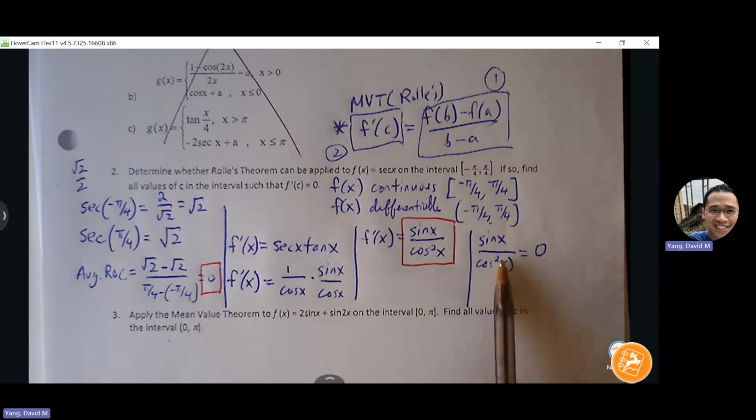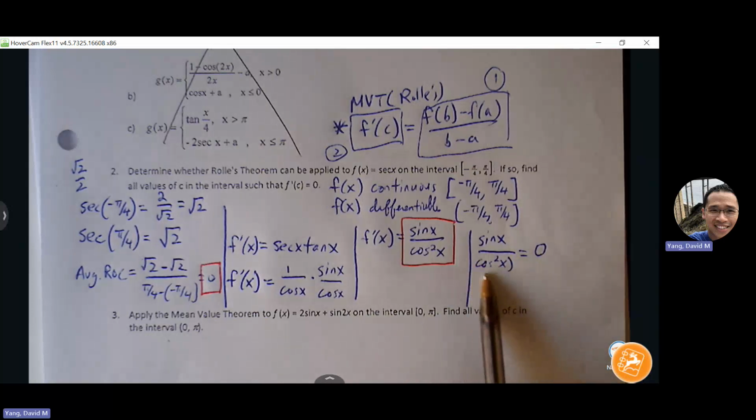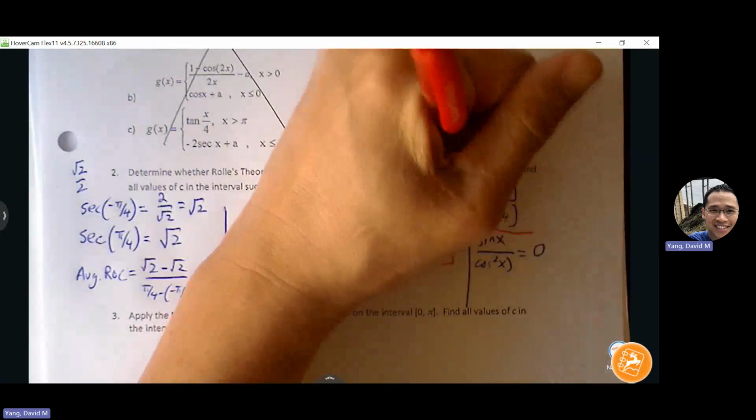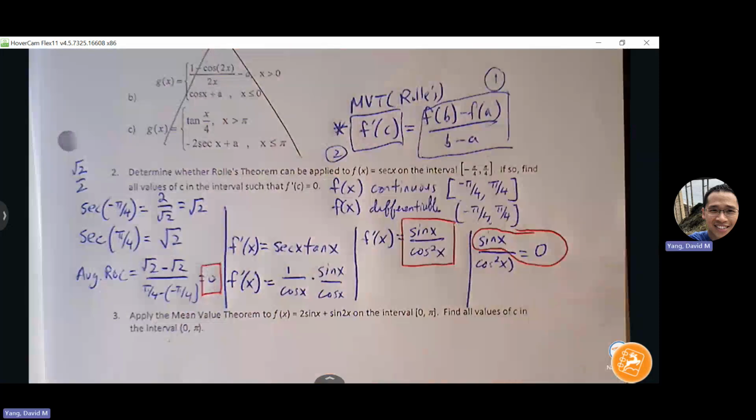If we set the denominator equal to 0, then we're asking where the slope is undefined, right? And the slope is undefined. That's not part of Rolle's theorem. So really, we're just focused on the numerator part. That's the only part that we care for.